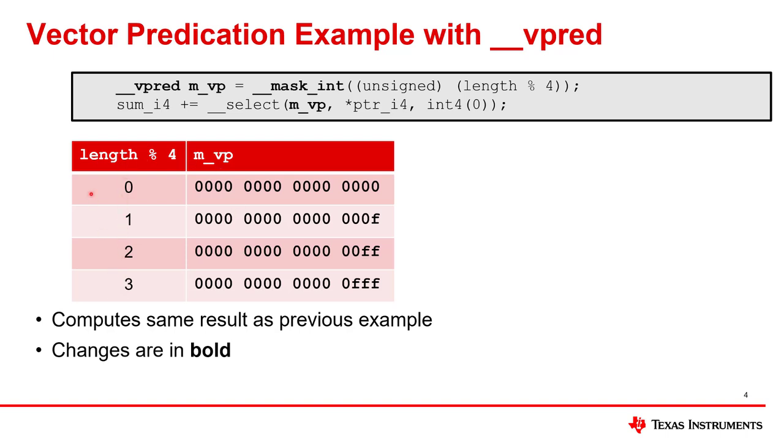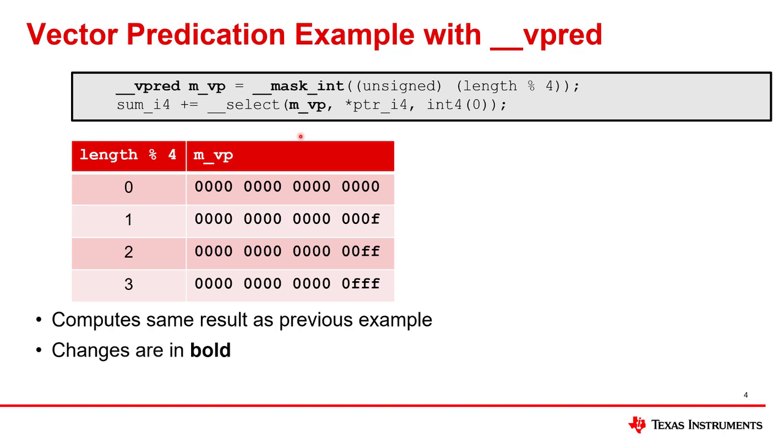These are all the possible values of length mod 4, and this is what gets assigned to m_vp as a result. So what really is happening is, instead of how many ones do you assign to the variable, it's how many of these f's get assigned. So 0, 1, 2, 3.